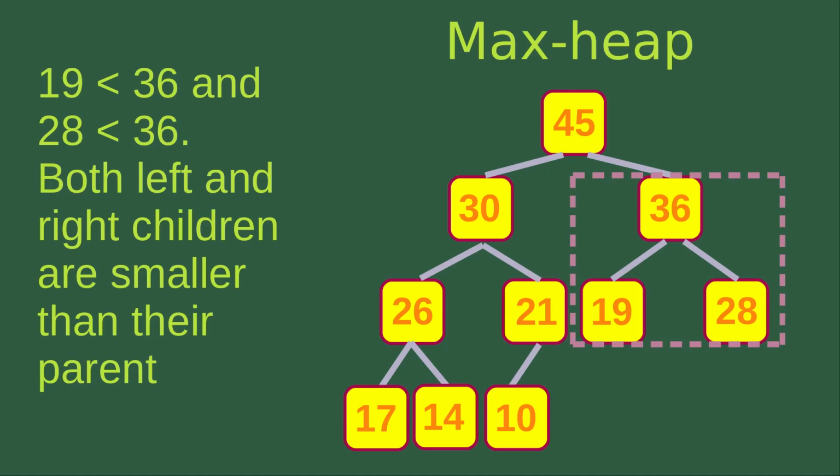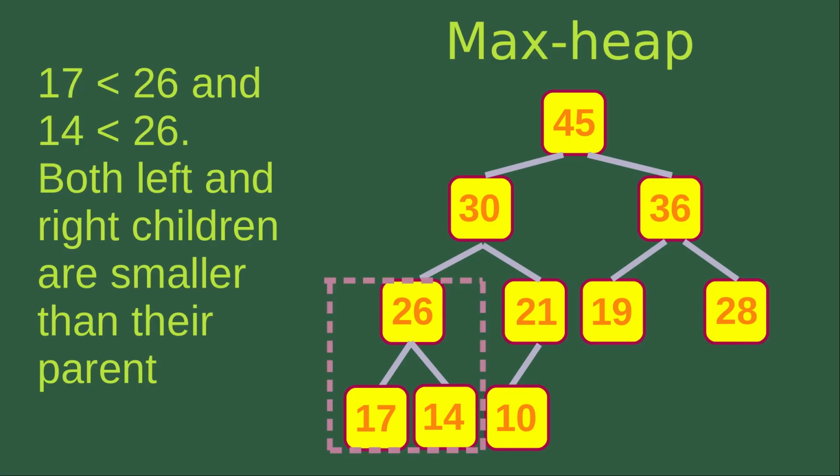Okay, we check another subtree following the top to bottom and left to right order. For this subtree, 19 is smaller than 36 and 28 is also smaller than 36. So both the left and right children are smaller than their parent, and this subtree follows the max heap structure. Now we are going to check this particular subtree. We see that 17 is smaller than 26, and of course 14 is also smaller than 26. So both the left and right children are smaller than the parent, and this subtree follows the max heap structure.